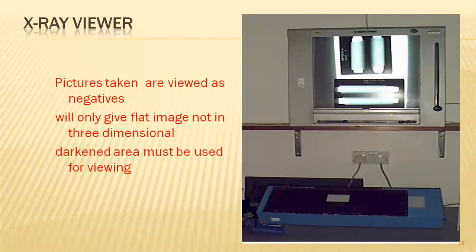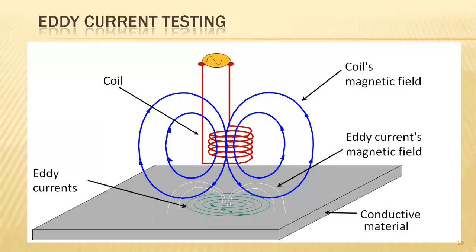X-ray viewers play a major role in our medical fields. Coming to eddy current testing, there is a primary coil for magnetic field generation, and due to the mutual inductance, the conducting material is affected. Based upon the primary source of current provided to the magnetic coil, eddy currents are produced in the material within a particular magnetic range and a particular potential range.